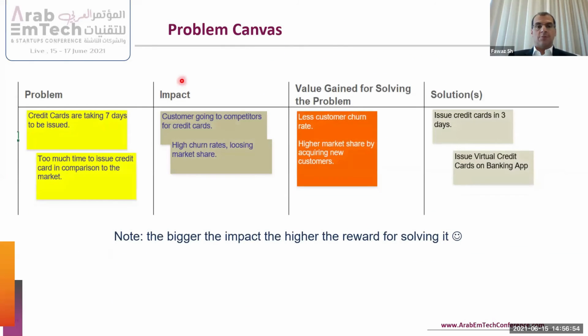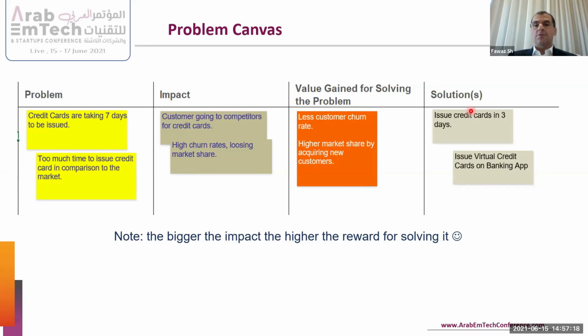Now, here's an example of problem canvas. The problem here is the credit cards are taking 7 days to be issued, right? Too much time to issue credit cards in comparison to the market. The impact, customers going to competitors for credit cards. I'm suffering from high churn rates. I'm losing market share. What's the value gained from solving this problem? Less customer churn rates, higher market share by acquiring new customers.